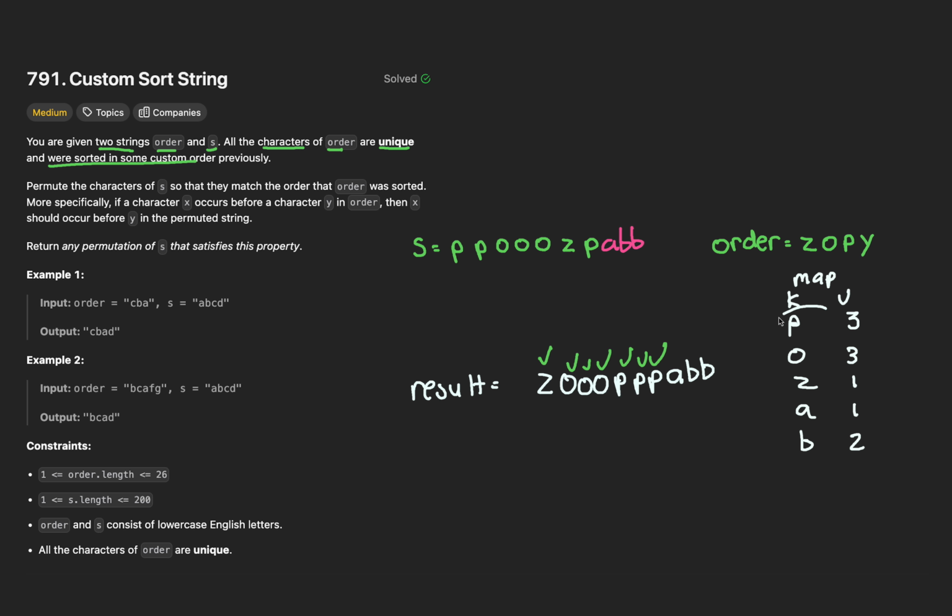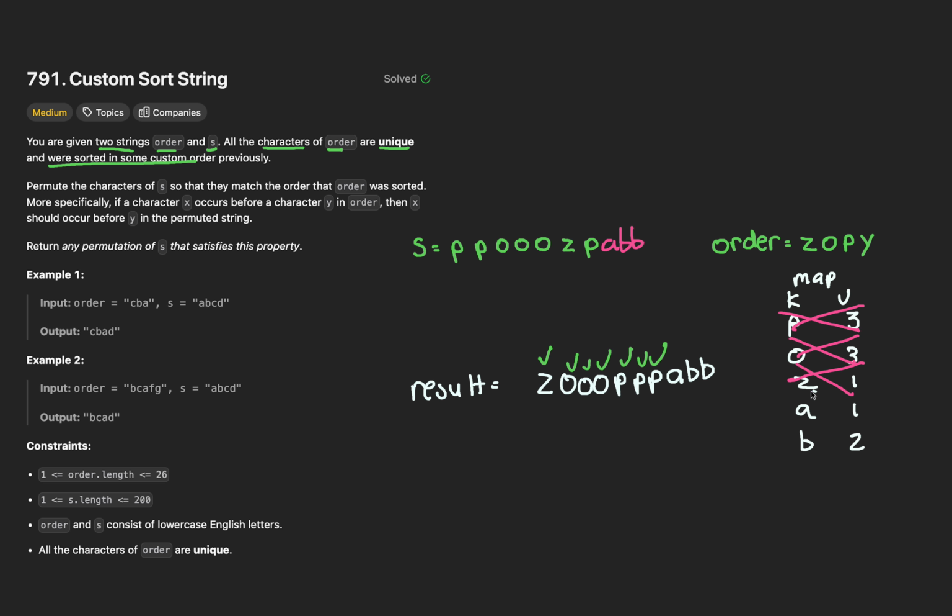We used up the 3 P's and added to our result, the 3 O's and added that to our result, 1 Z. You get the idea. We no longer needed them. So can't we just erase them from our map? That way, when we do have a for loop to add all the leftovers, the only letters we'd encounter are the ones that were in our original string, but not in our order parameter.